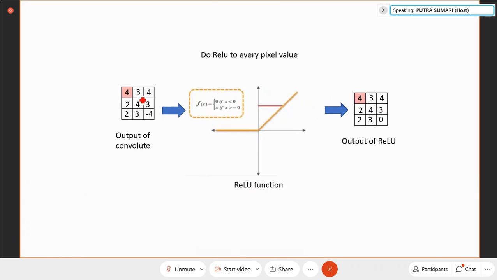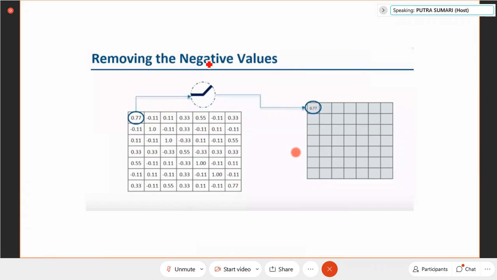4 here, then this 4 becomes 4. 3 here, it is 3. 4, 2, and negative 4. Negative 4 is here: 1, 2, 3, 4. Negative 4 here, then it becomes 0. Okay, so that is the ReLU. Basically, ReLU removes the negative values.